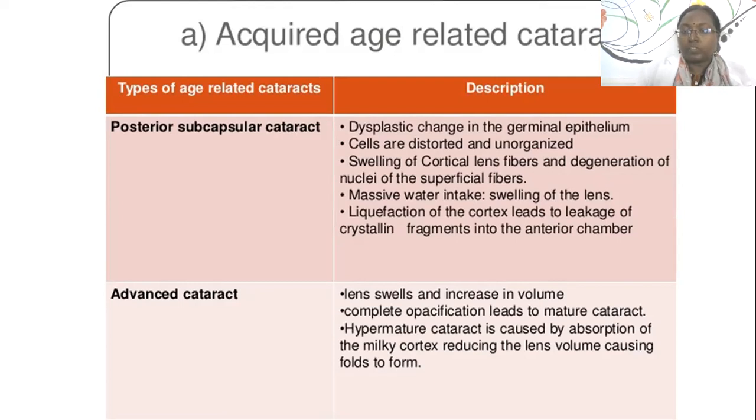Advanced cataract, the lens swells and increases in volume, and there's complete opacification. In hypermature cataract, it is caused by absorption of the milky cortex, reducing the lens volume, causing folds to form in the anterior lens capsule.